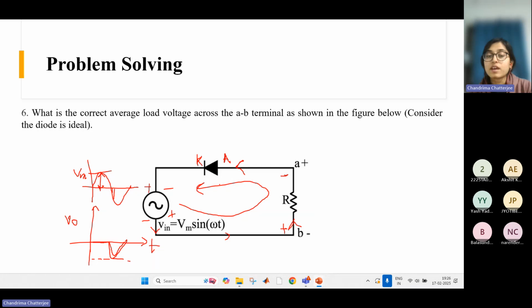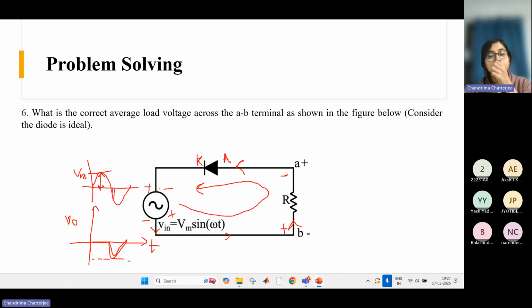Okay. So as soon as the diode becomes forward biased, current will flow from the source. So it will flow in this path, right? Now this is the positive polarity in the negative half cycle. This point becomes positive, this point becomes negative. So current will flow from this, through this, through this, through the diode, back to the source.